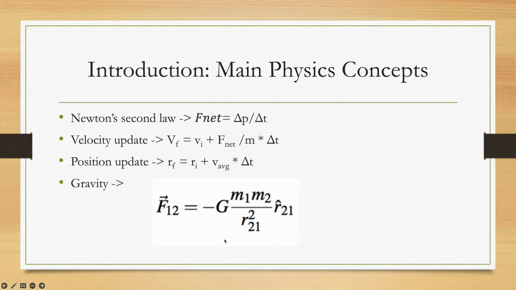So for the main physics concepts, first is Newton's second law, that force equals change in momentum over change in time. And in this lab, it allowed us to set net force equal to the observed change in momentum that we calculated. Also important are the velocity update and position update formulas, which were used to iteratively model the object's motion in the lab. And the main force in this lab was gravity. The equation is shown right here, and we use this equation to actually solve for the mass of the black hole, as well as to calculate the forces of all the objects that were interacting with each other.